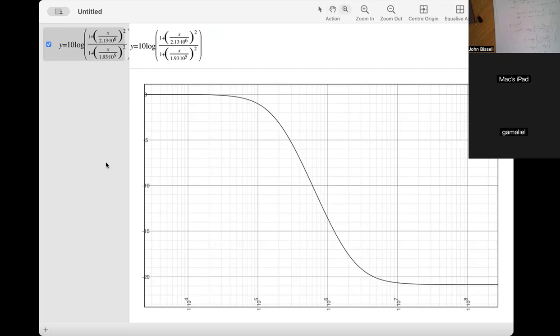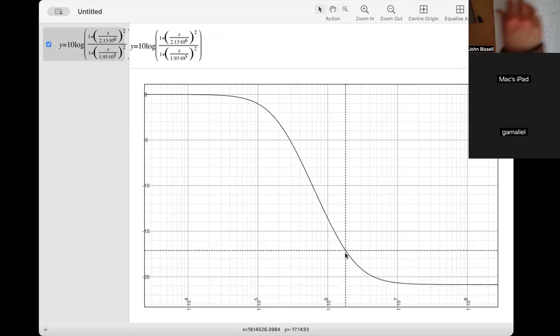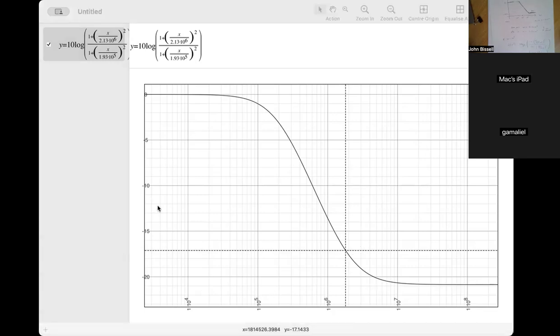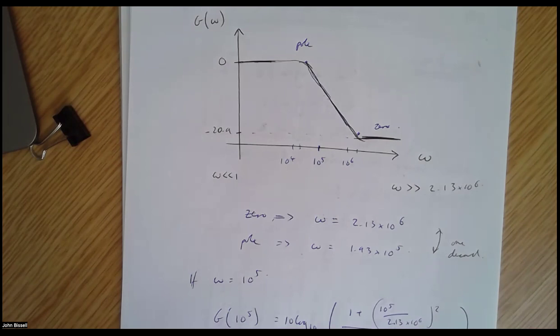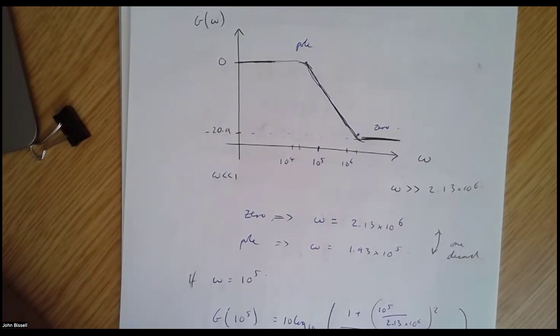So yeah, you were right, Gamaliel. Sorry, Zia. When we put 10 to the 5 in, we get about -1. Okay, so that's what we've just sketched out using the Bode approximation. Okay, so I'm going to stop the share now. So that's basically what we've just sketched out. All right, happy with that, guys?